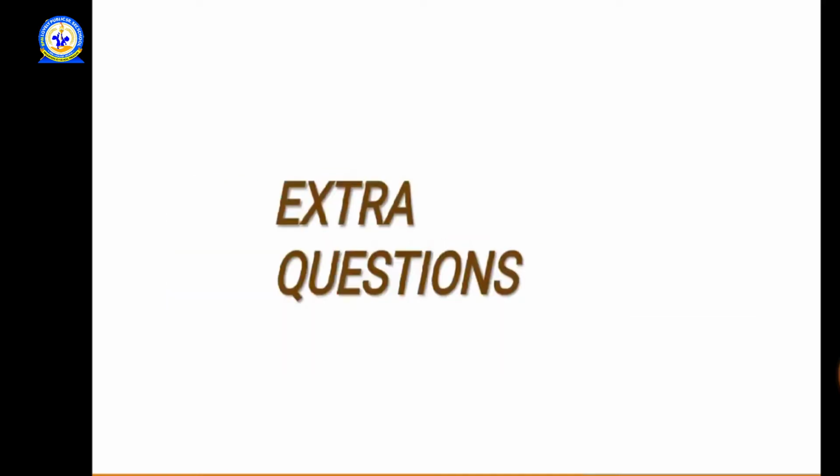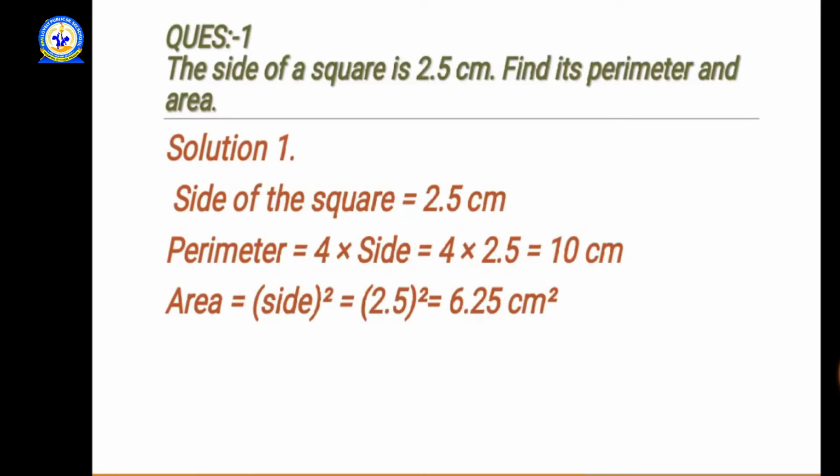See the extra questions. Question number 1. The side of a square is 2.5 centimeter. Find its perimeter and area. First we have to see the question. What is given in the question?